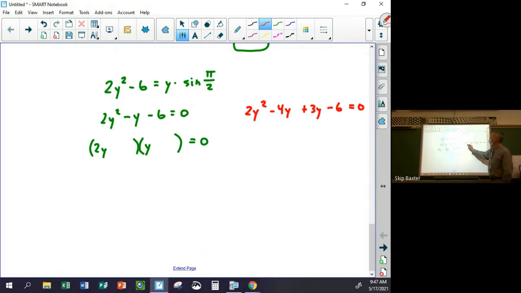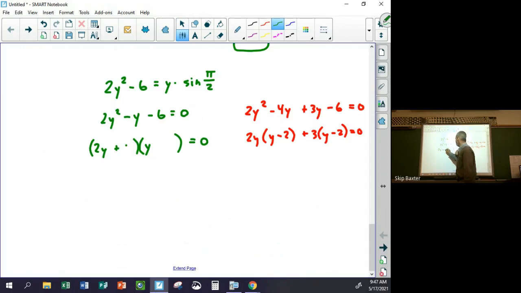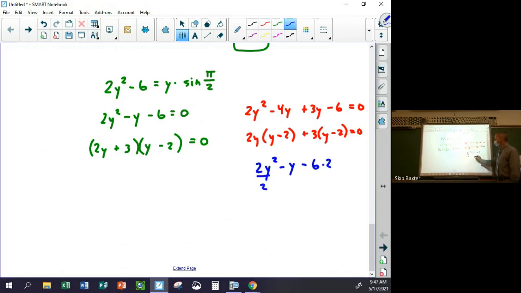This is the Kelly method. So this would be 2y times y minus 2, plus 3 times y minus 2. So you get 2y plus 3 and y minus 2. Remember, the way I taught it in pre-calc, which you don't have to do at all, but I just want to remind you in case you like this way: divide by 2, multiply by 2. So y squared minus y minus 12. Then you factor, it's y minus 4 and y plus 3, and then you divide and multiply by 2 again. So you get the same result. That way is perfectly fine.